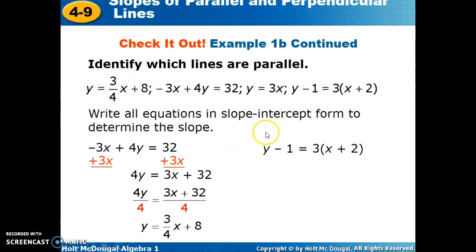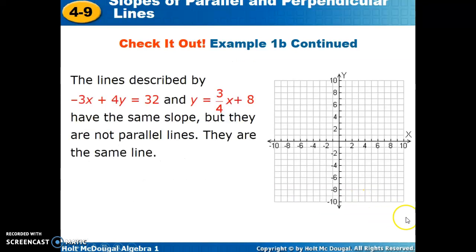For this last one in point-slope form, we're going to distribute the 3 on the right-hand side to simplify. By adding 1 to both sides, we get a slope of 3. y equals 3x plus 7 in slope-intercept form.